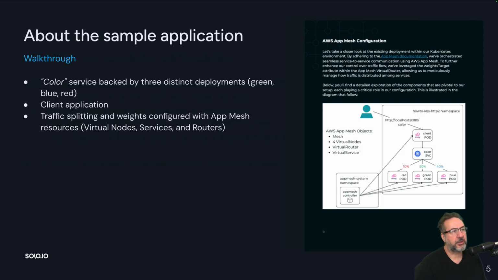The sample application in question is a typical demo example, a color service backed by multiple backing deployments. In this case, you can distinguish between them in that each pod is assigned a different color: red, green, and blue. And that's the example app we're going to use. There's a client application that calls the service, and the main scenario that's illustrated is a traffic splitting scenario where we can configure the weights of load balancing across these three backing endpoints.